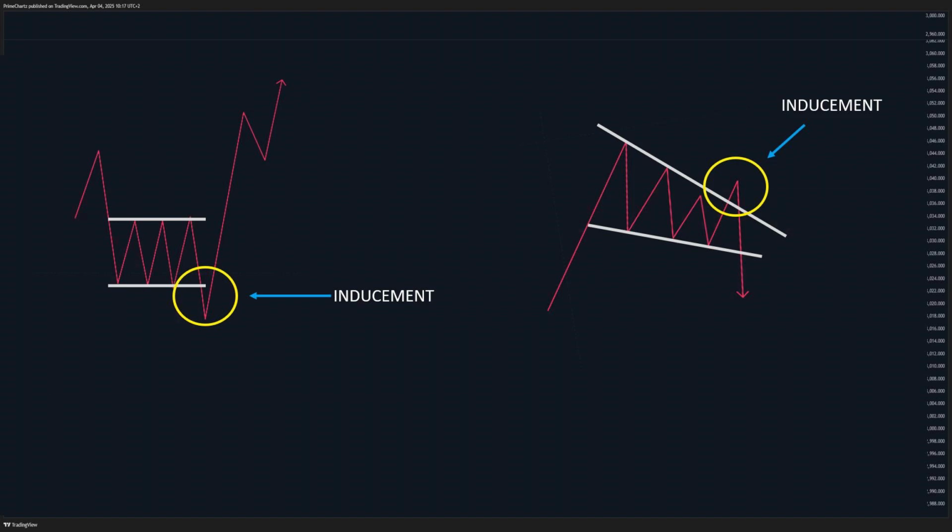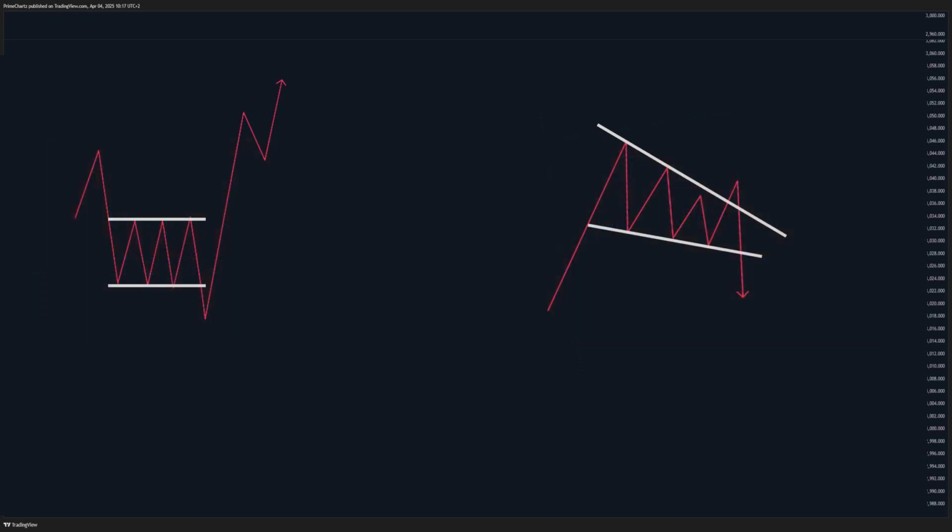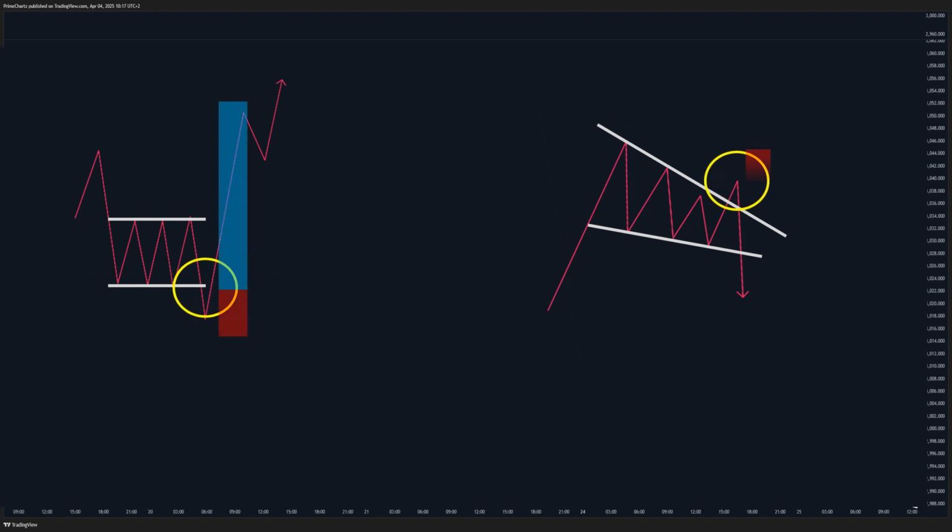Let's get started. Inducement zones are also called liquidity zones. They are areas where traders get tricked into entering or exiting trades because of the way liquidity is structured in the market. These zones act like magnets, attracting buy and sell orders in a way that benefits big players rather than retail traders. When price approaches these areas, you'll often see high levels of buying or selling activity, making them critical points to watch. But here's the key.